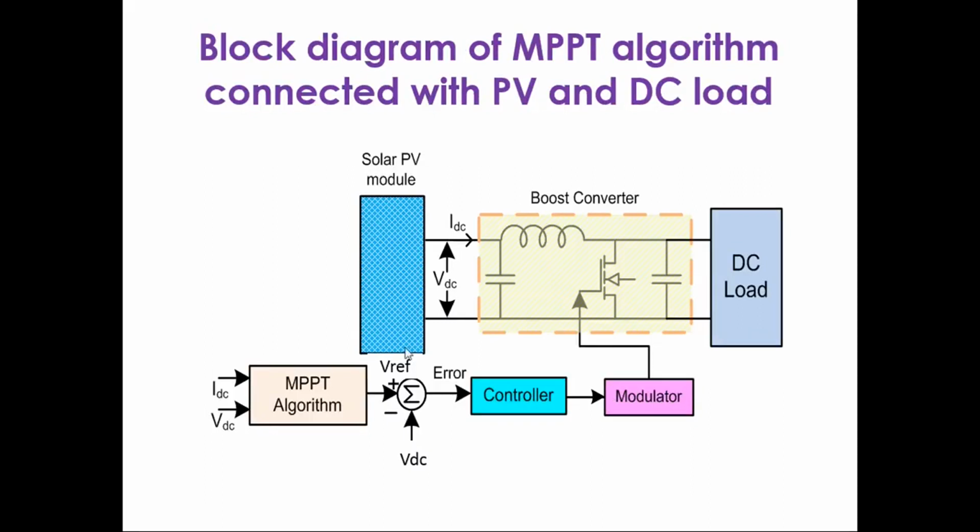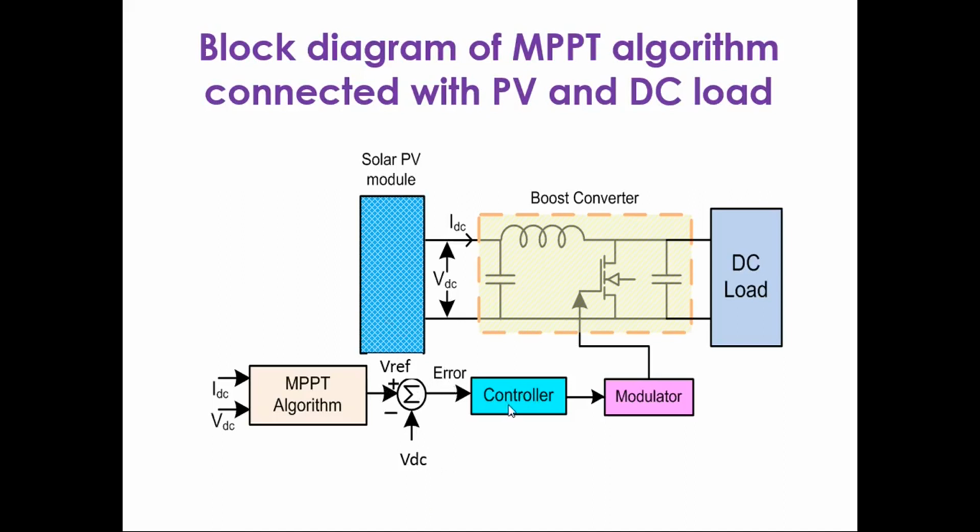So for that, we have the solar PV module, and we can sense the voltage and current, which are fed to the MPPT algorithm. Depending upon the selected algorithm, the reference voltage or reference current will come out. It is compared with the actual voltage or current. In this case, it's a voltage based MPPT algorithm.